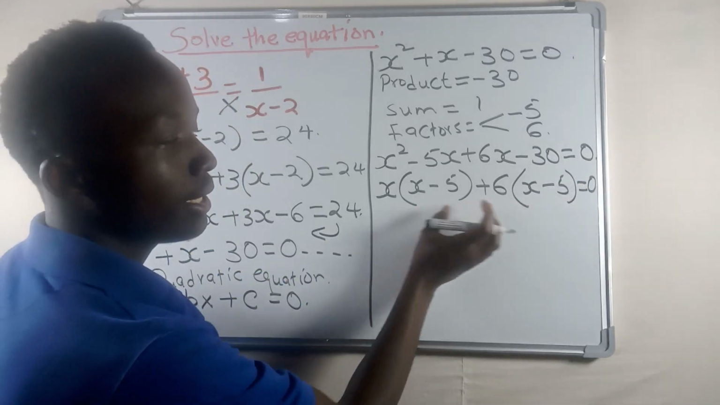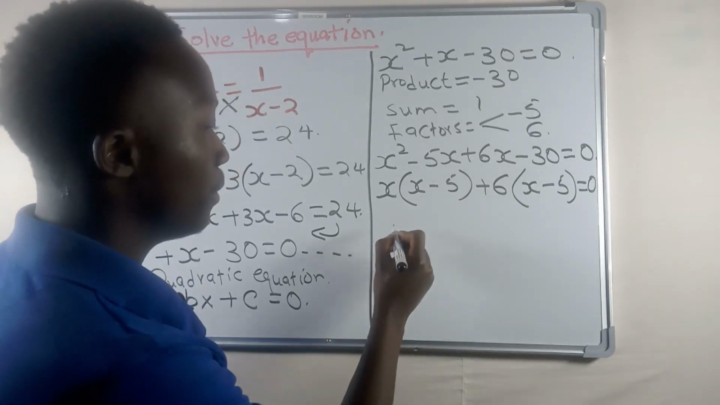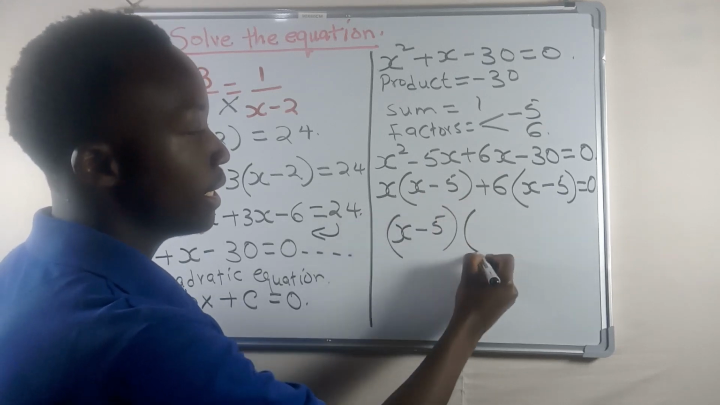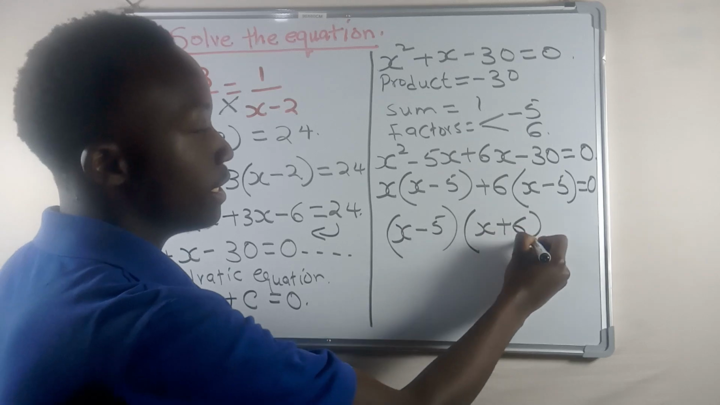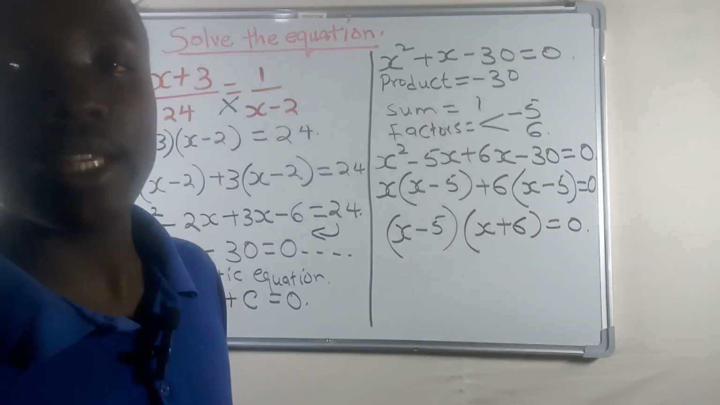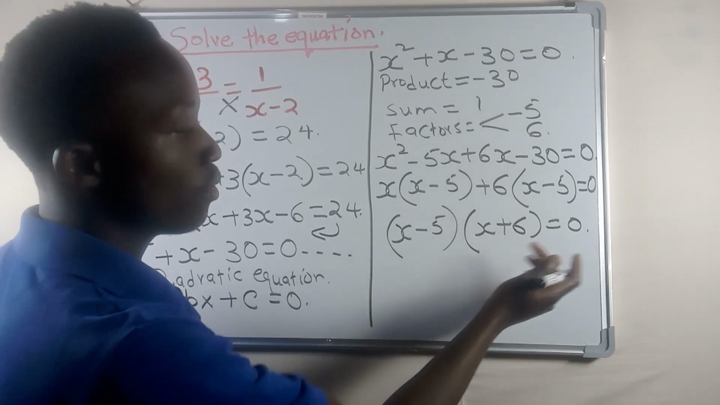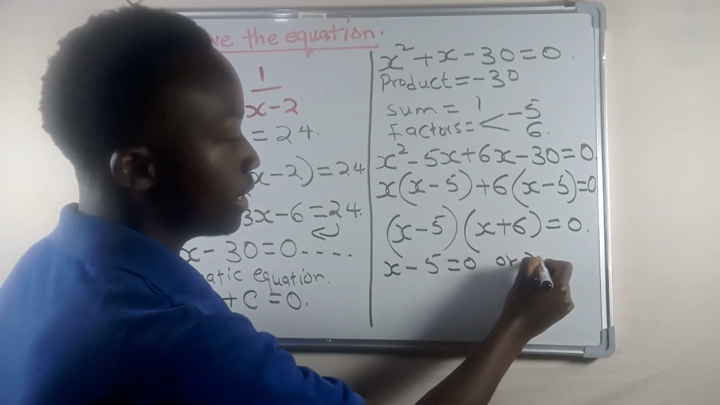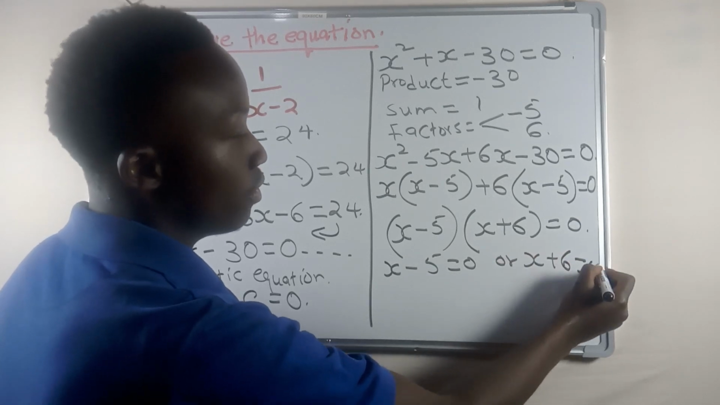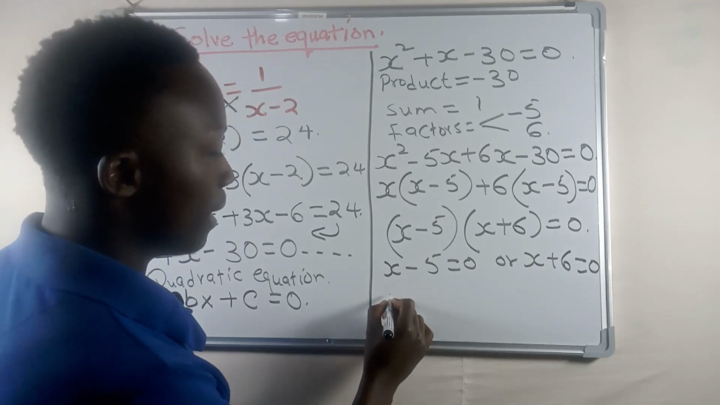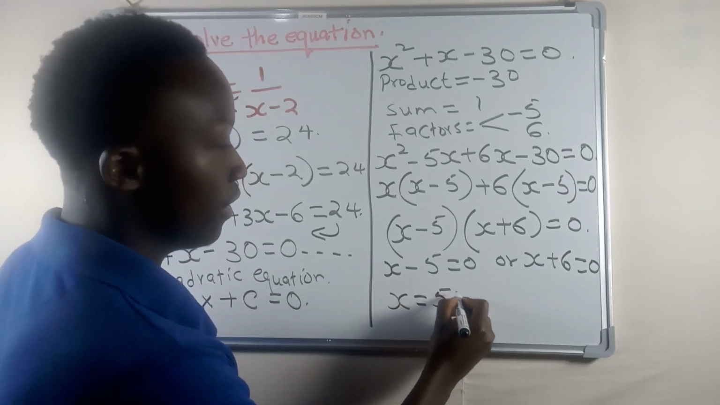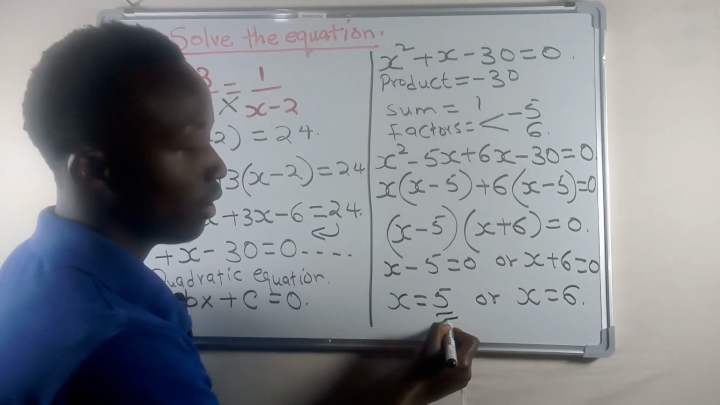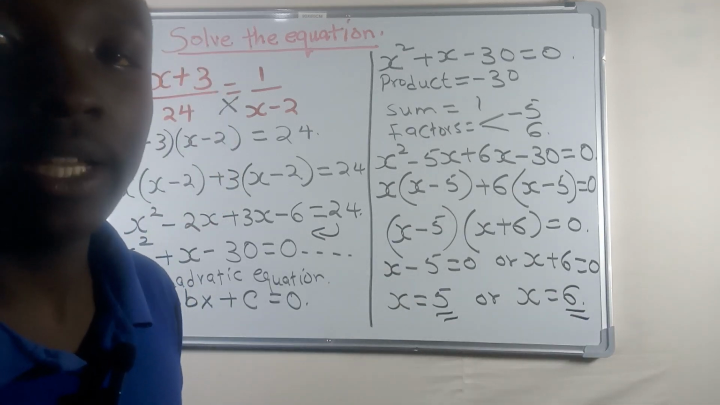So the bracket is identical. We will choose one. We'll take x minus 5, and the other bracket is x plus 6 is equal to 0. This implies that either this or this is equal to 0. So x minus 5 is equal to 0, or x plus 6 is equal to 0. So we have our x as 5, or our x is negative 6. Those are the two possible values of x.